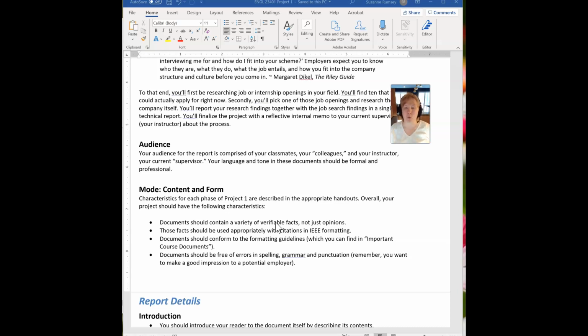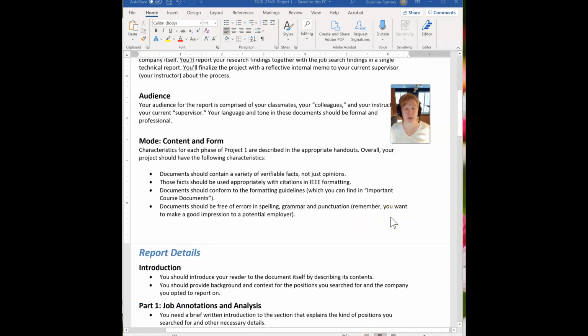Okay, so what is this report comprised of? I mentioned there's two different things, but before I get to those, know that the document needs to be well edited. It needs to be free of errors in punctuation and grammar.